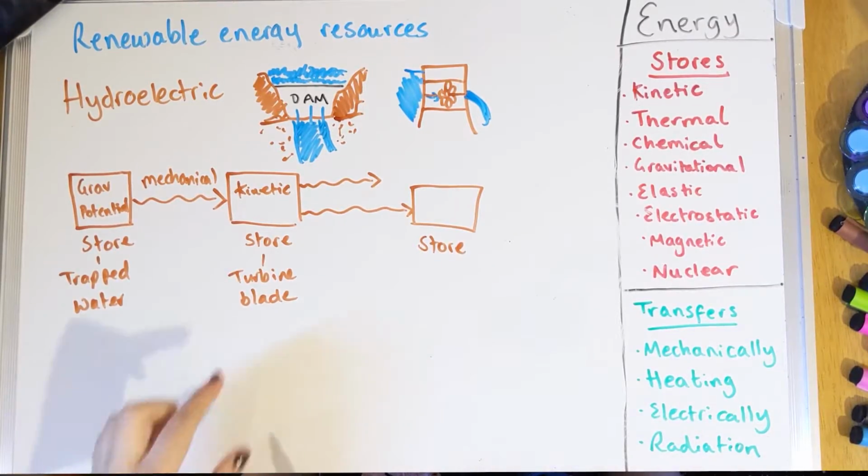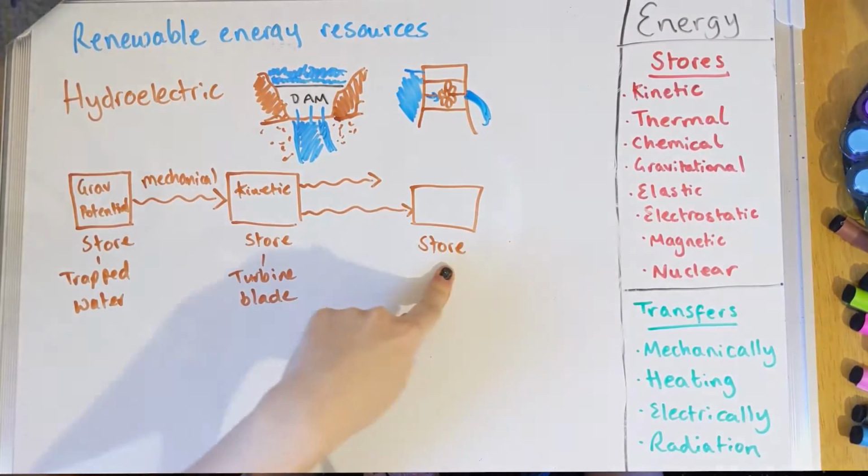That spinning turbine blade will then power the generator, same as in our thermal energy station, and that will transfer electrically either to a chemical store in a battery or somewhere that they're putting the power away for another day, or it will go to the home or whatever it is going to be powering.